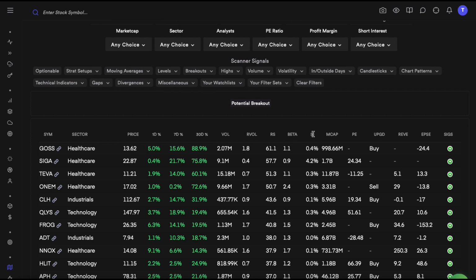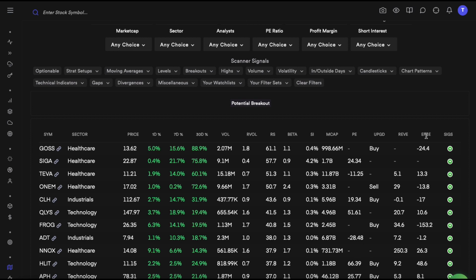We have the short interest percentage. This comes from the short volume that FINRA reports, not from the actual short interest that we sometimes see on different websites. So just know where it's coming from: the actual short volume every day, not the short interest. We divide the short volume by today's volume, and that's what gives us the short interest. Then we have the market cap, the P, the upgrades, revenue expectations, and then earnings per share expectations in the future.